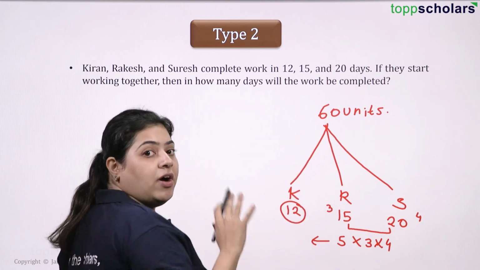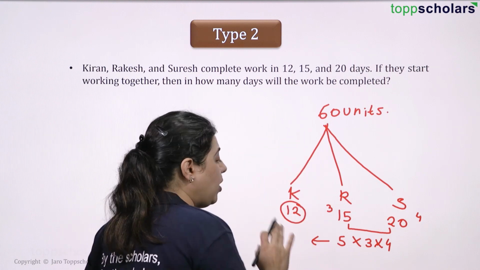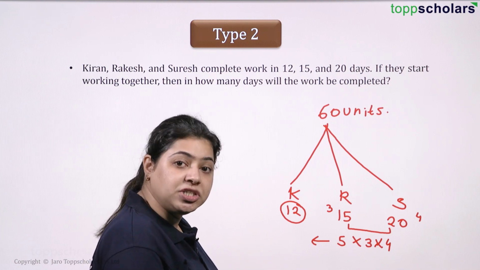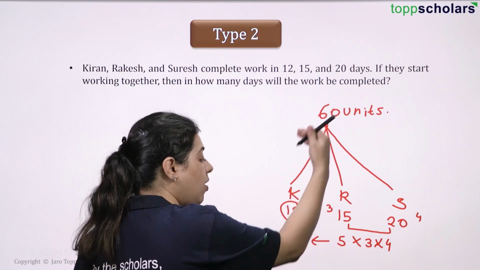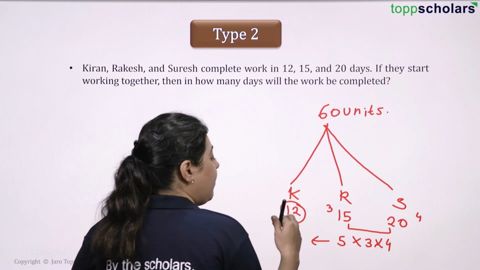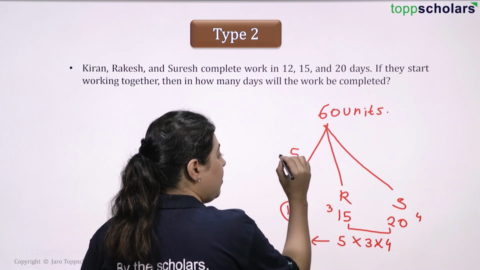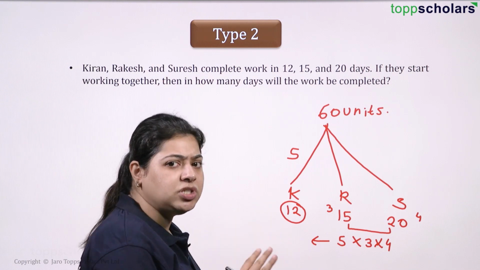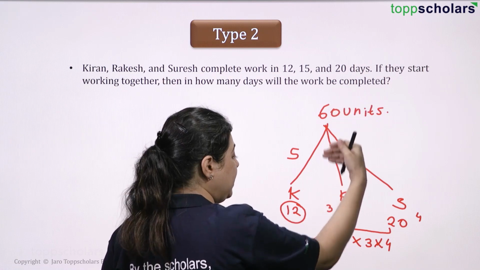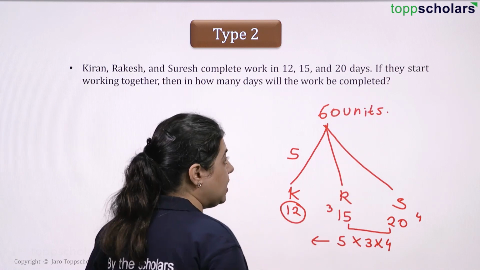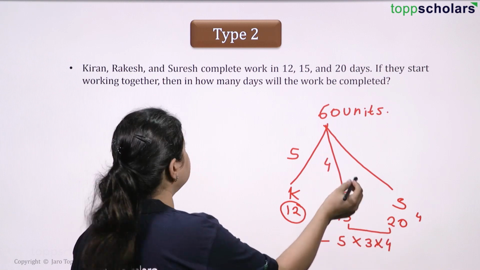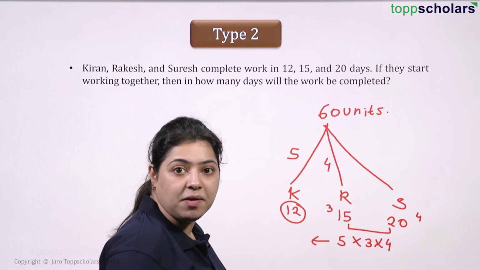Now, total work is 60 units, K is the one who is taking 12 days. So, in order to calculate the efficiency, it would be how much? Total work divided by the days that a person is taking, correct? So, 60 divided by 12 will be how much? It will be 5. So, we understand the efficiency of K is 5. Similarly, for R, if we calculate, it will be 60 divided by 15. 60 divided by 15 is 4. And similarly, for S, that is Suresh, it will be 60 divided by 20.